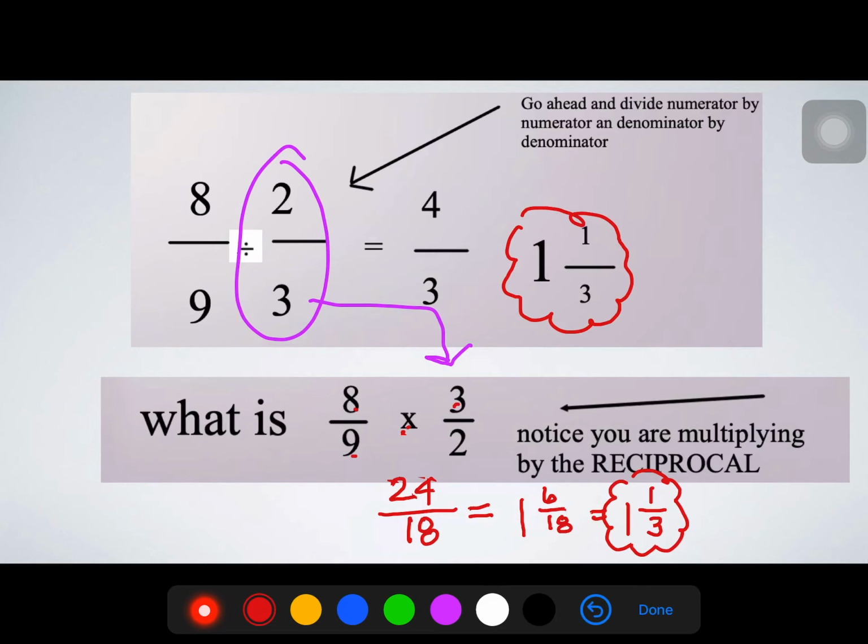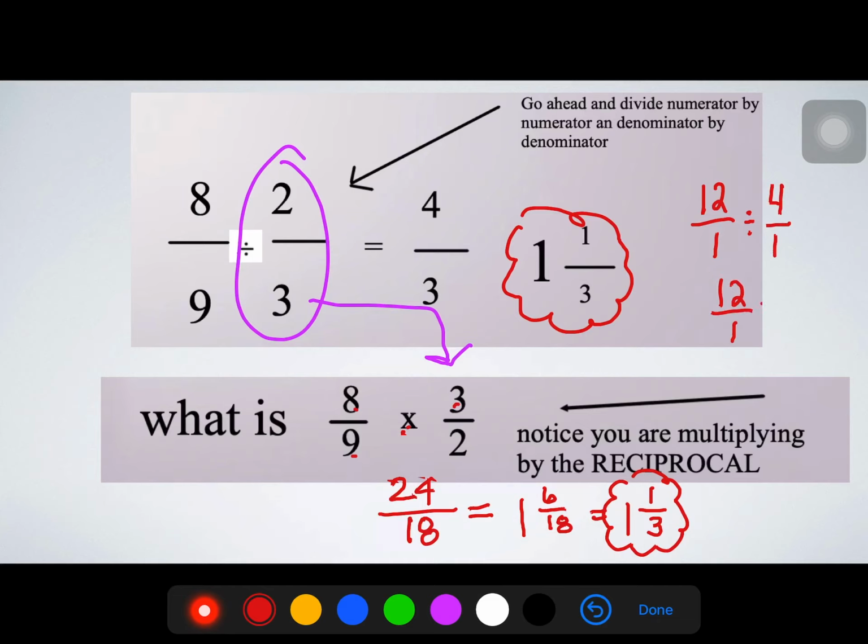If you don't believe me it works, take a math fact that you absolutely know. Take a math fact like 12 divided by 4. You know 12, and you know that if I divide it by 4, you know the answer is 3, right?